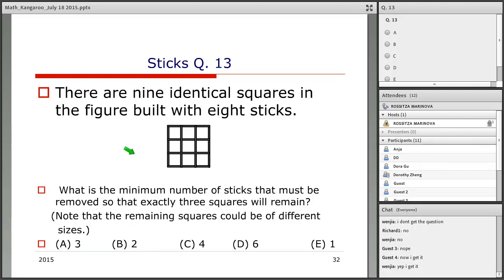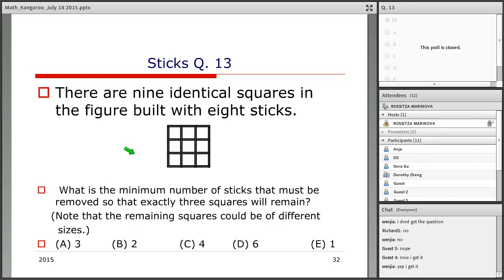When we do our 2B sessions, we will have one of the topics as sticks, and you will have fun with moving these sticks. So this is just a taste of those questions that we will be doing.